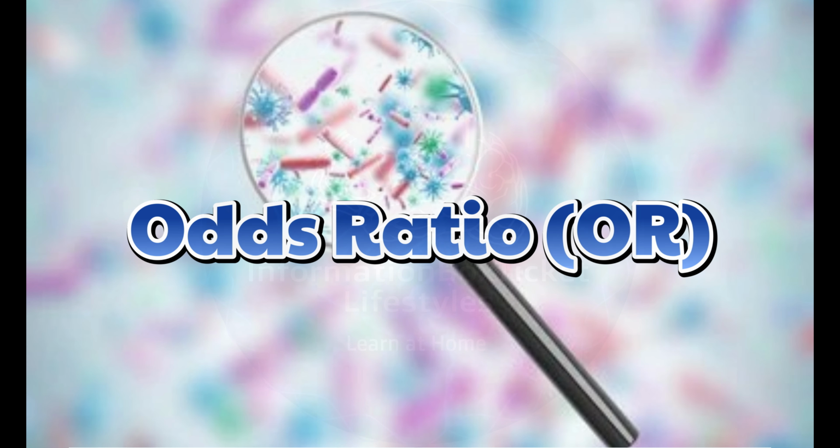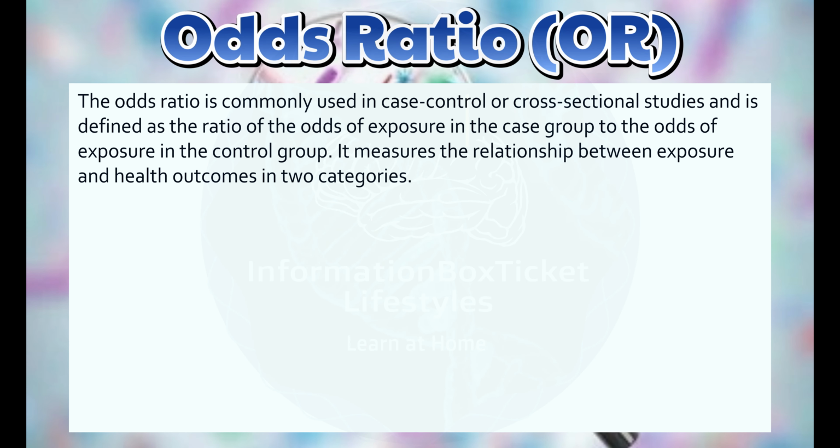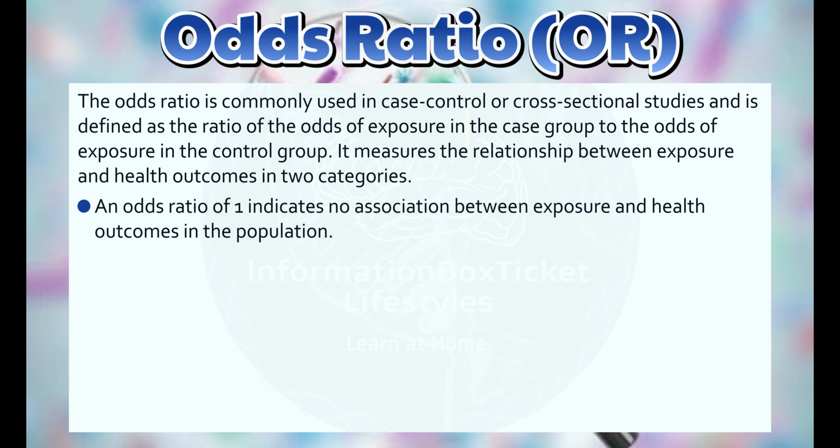Odds ratio. The odds ratio is commonly used in case control or cross-sectional studies and is defined as the ratio of the odds of exposure in the case group to the odds of exposure in the control group. It measures the relationship between exposure and health outcomes in two categories. An odds ratio of 1 indicates no association between exposure and health outcomes in the population.